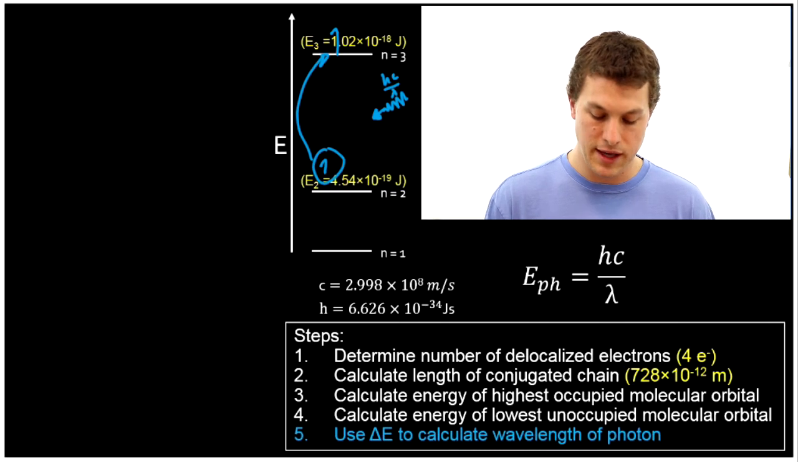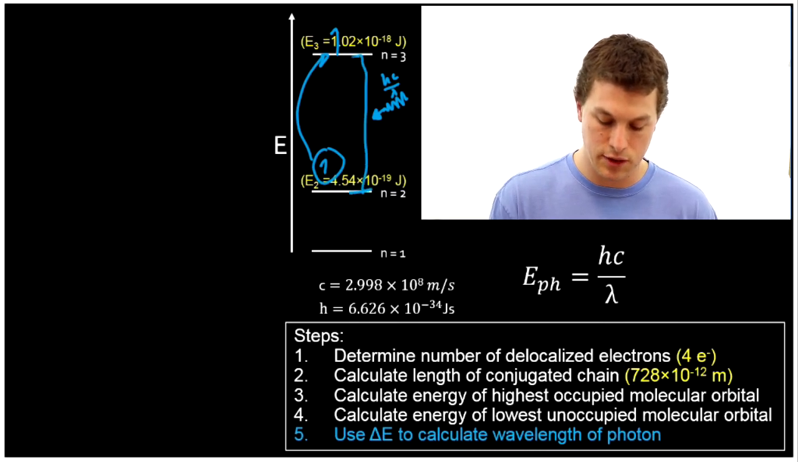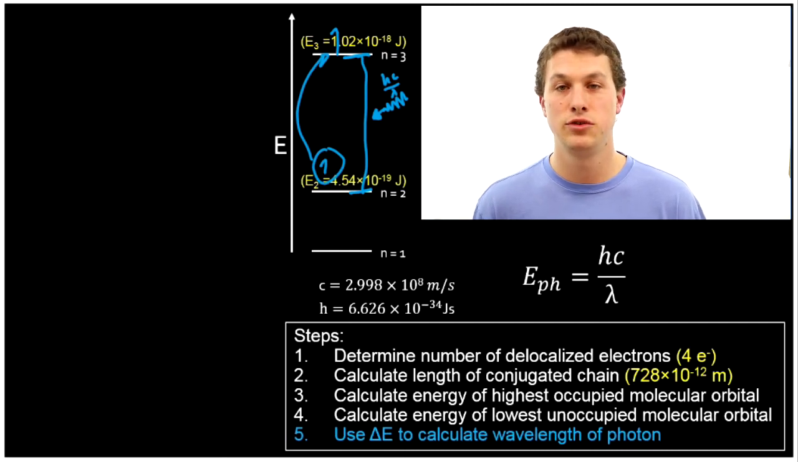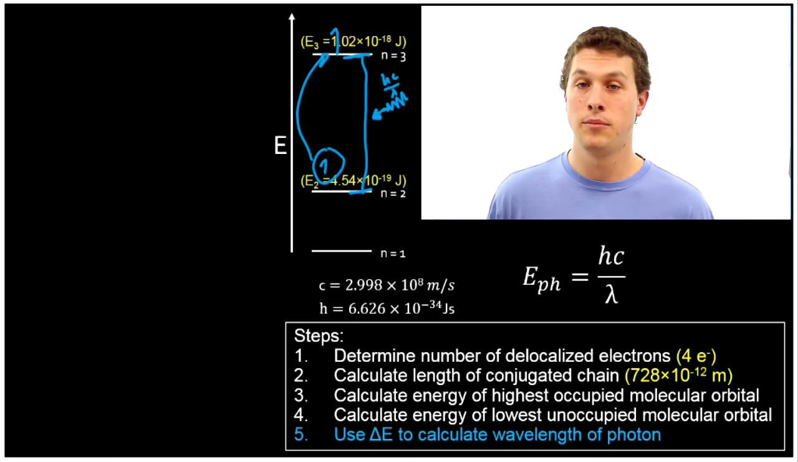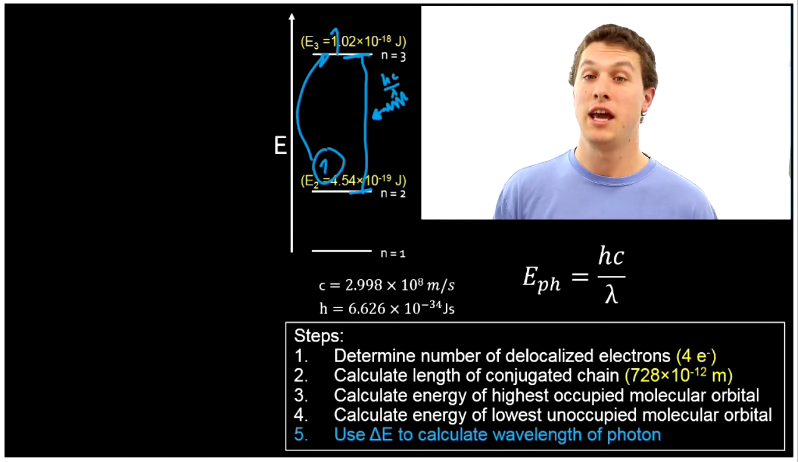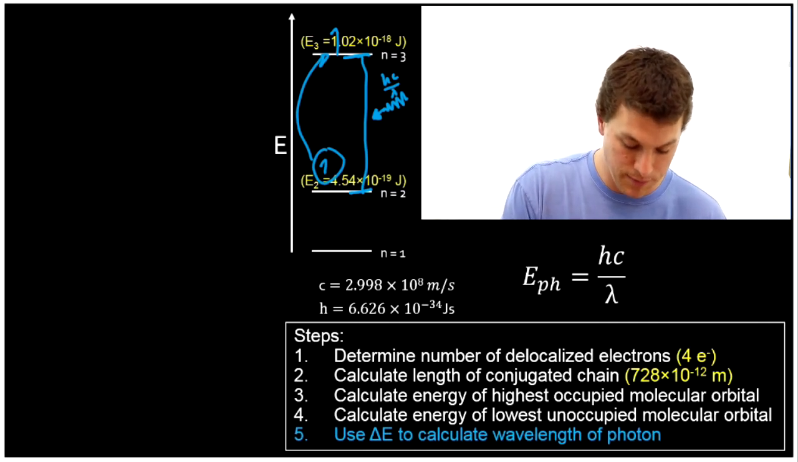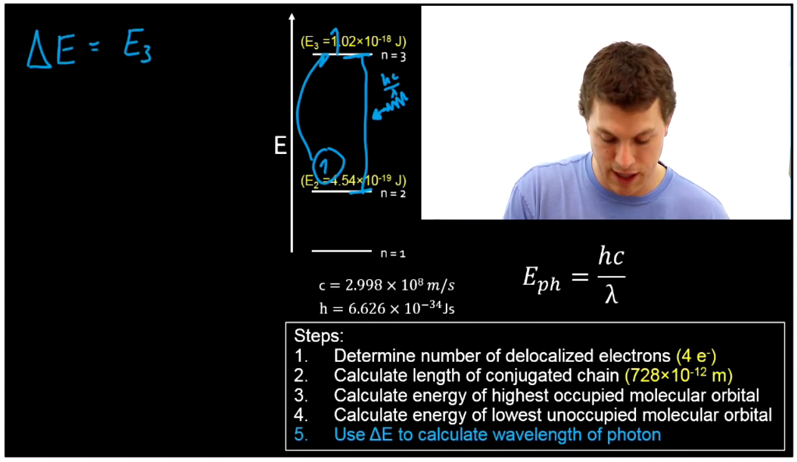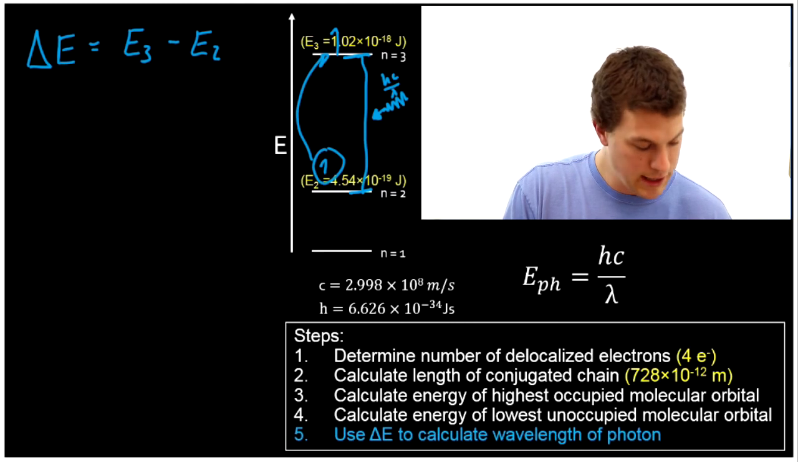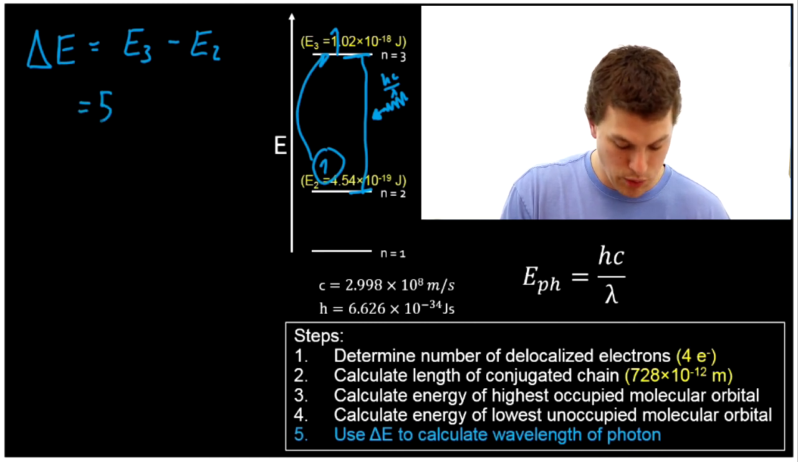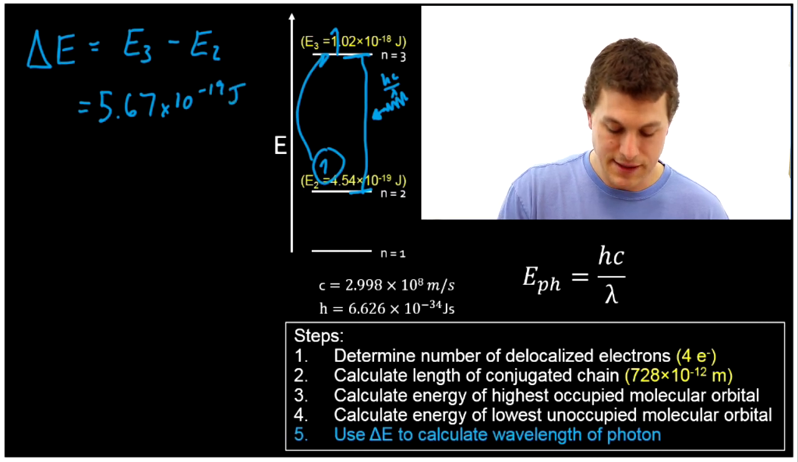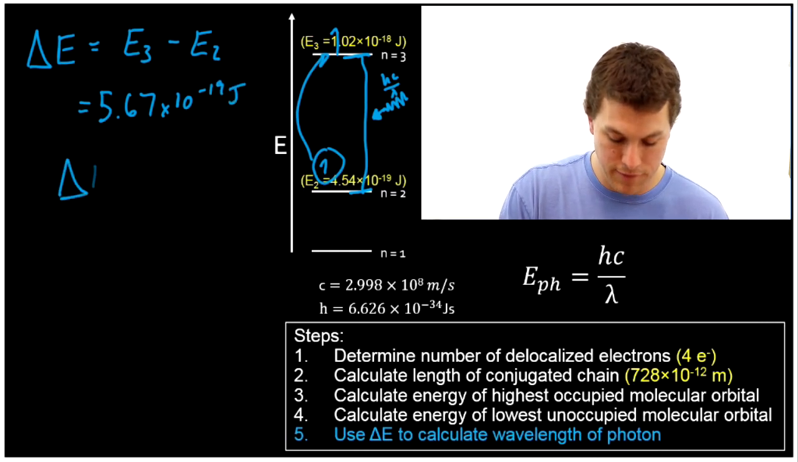So what I really care about is the distance between the second and third level. I don't care about the absolute energy levels, I care about the difference. It's like how much energy do you need to go upstairs? I don't care about the energy that I have at the bottom and the top. What I care about is how much I have to change. And so I care about delta E. In this case, delta E is going to be equal to E3, the final state, minus E2, the initial state. And delta E turns out to be 5.67 times 10 to the minus 19th joules. That's also the energy of my photon.